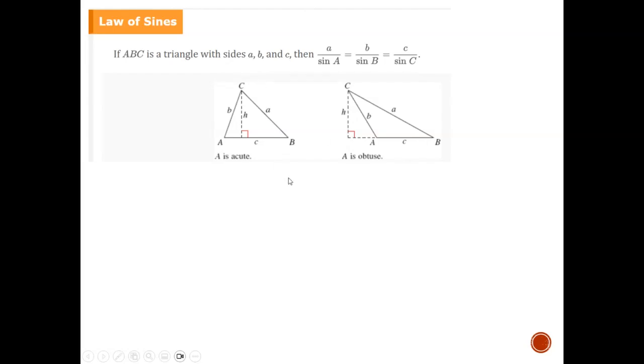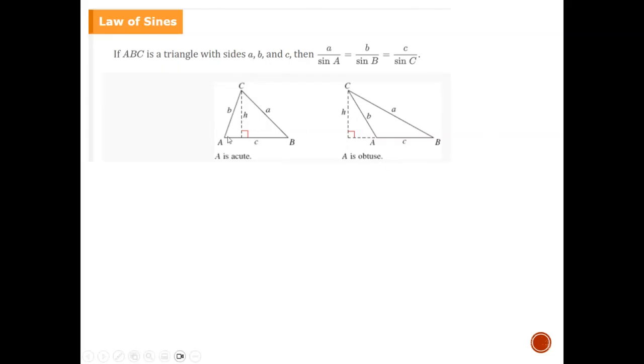So in the past, we were looking at triangles that were right triangles. And when we were solving those triangles, we could use the Pythagorean theorem, and we could use our trig function definitions. So now we're looking at triangles that are not 90 degrees, that don't have a 90 degree angle, so they are not right triangles. So we have to use something else.